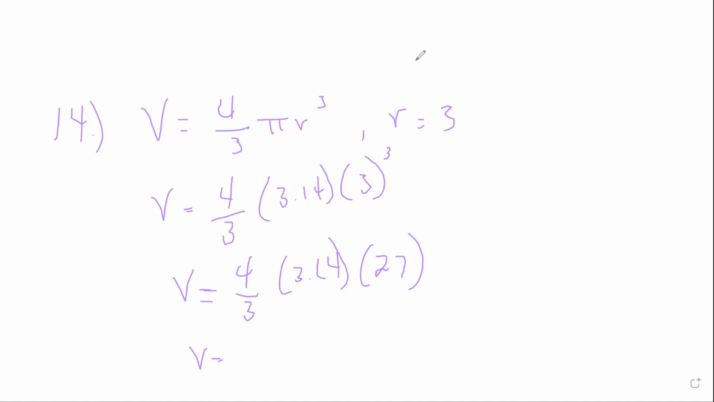If you want to get real technical, I can reduce the 3 and the 27. The 3 is going to become a 1, and the 27 is going to become a 9 because they're both divisible by 3. And I can do that because it's just multiplication. So really what I'm doing is 4 times 3.14 times 9. Let's see, 3.14 times 9, and we are going to get 113.04. So that's going to be our volume there.